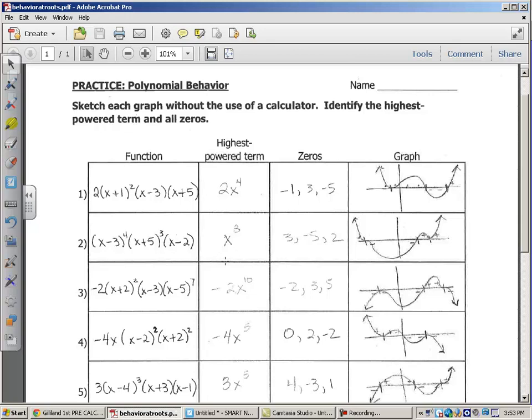Well, let's do another example here. I've got a factored form, (x - 3) to the fourth, (x + 5) to the third, and (x - 2). Here my roots are 3, -5, and 2. My highest power term would be an x to the 8th because I'll have an x to the 4th, an x cubed, and another x. That's an x to the 8th. That's even, so this is also up to the left and up to the right.